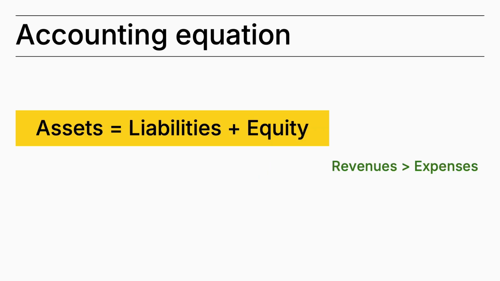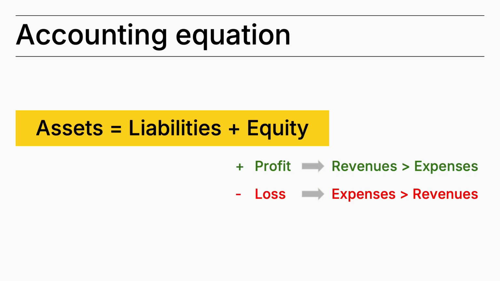When a business earns more revenues than expenses, it makes a profit, and equity increases. But if expenses become greater than revenues, the business incurs a loss, and loss decreases equity.